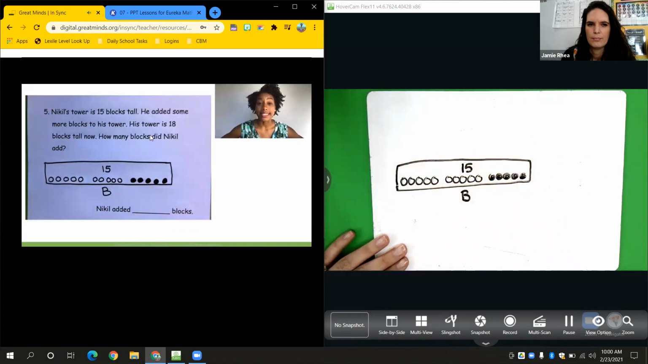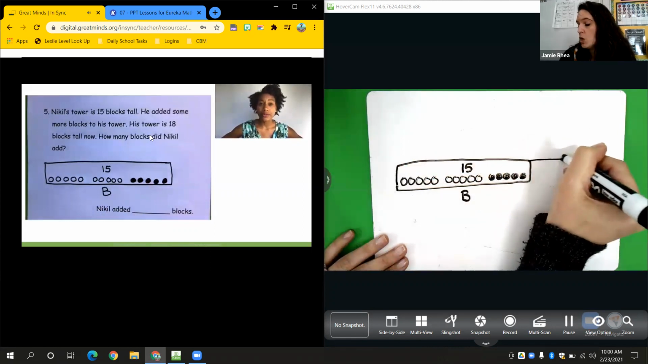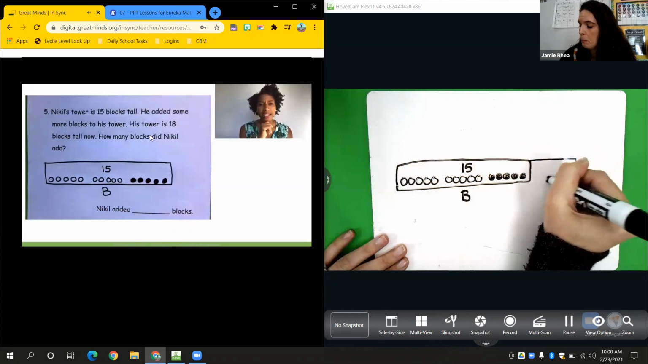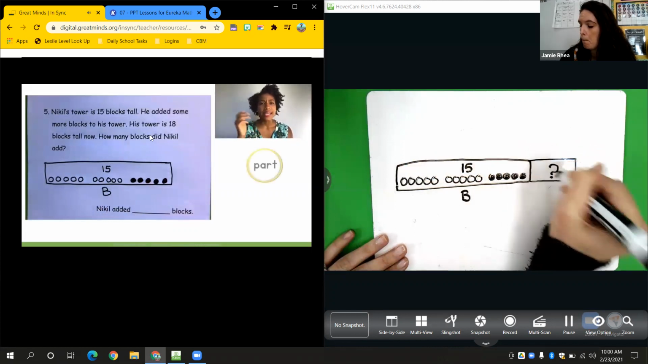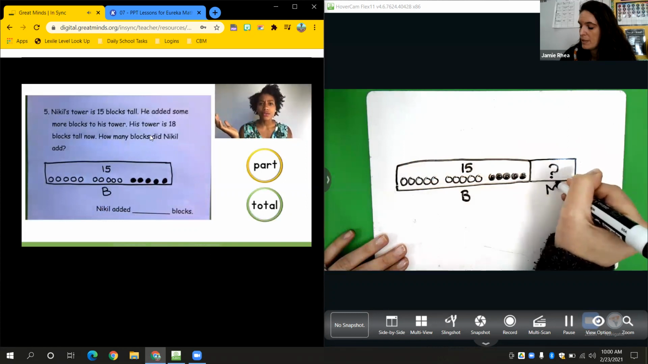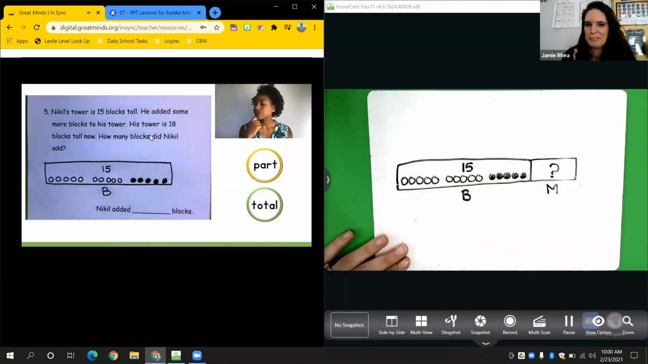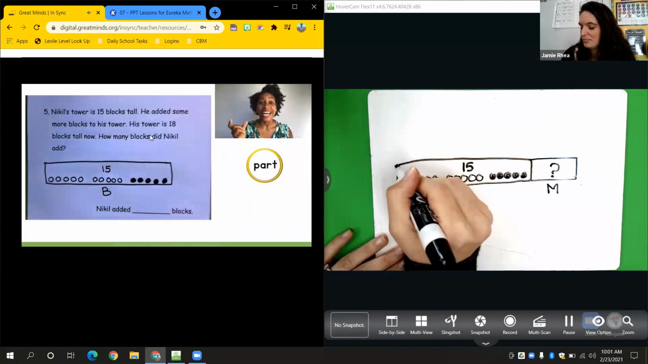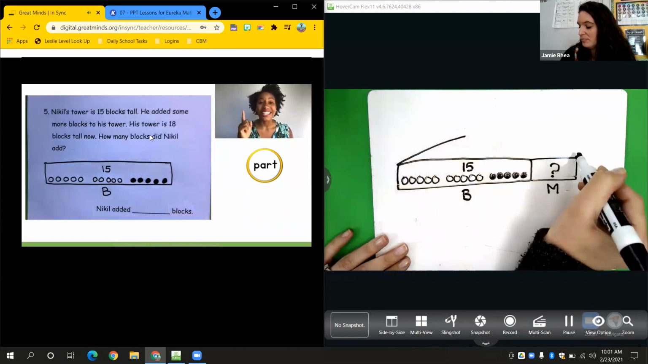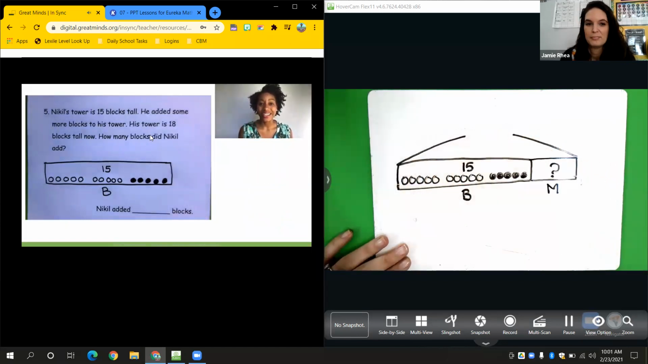This next sentence says, added some more blocks to his tower. Do we know how many more blocks he added? He added some more blocks. Is that a part or the total? It's going to be a part. Point to a button. Yes, when he adds some more, that's a part. Let's go ahead and add that to our drawing.